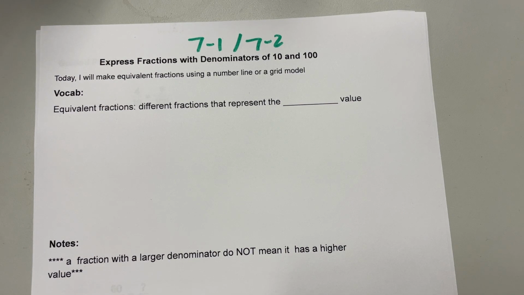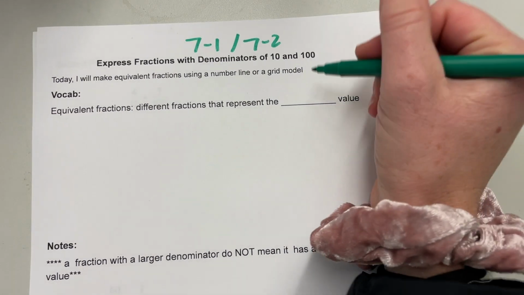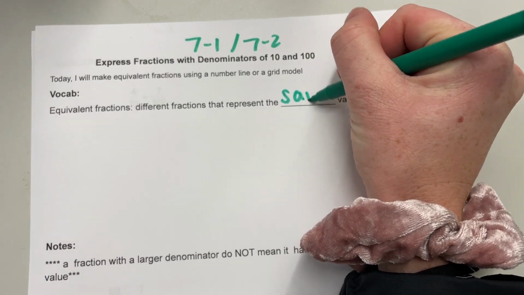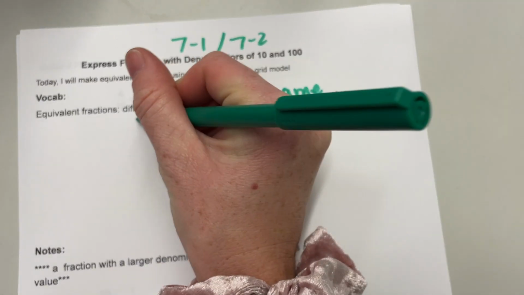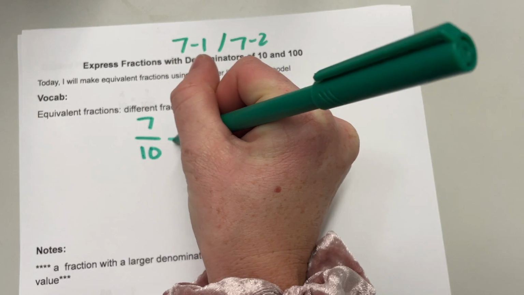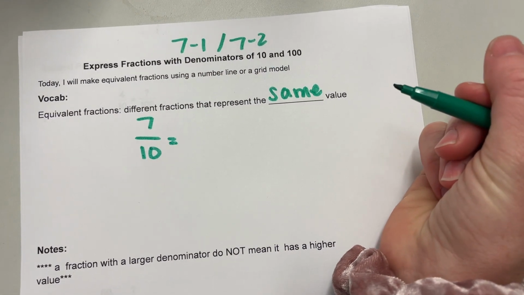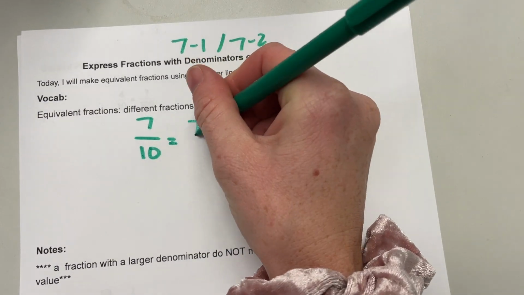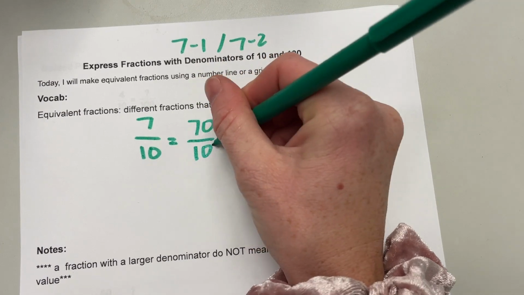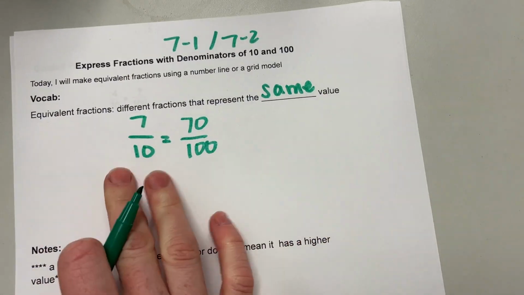Our first vocab word is equivalent fractions. So that's different fractions that represent the same value. For example, if I have 7/10, that's the exact same fraction as 70/100ths. They have the exact same value.